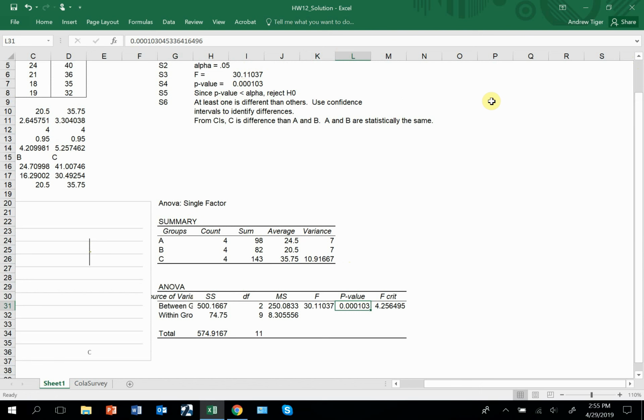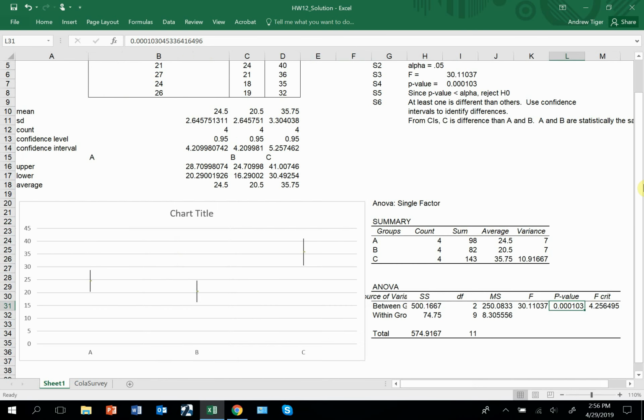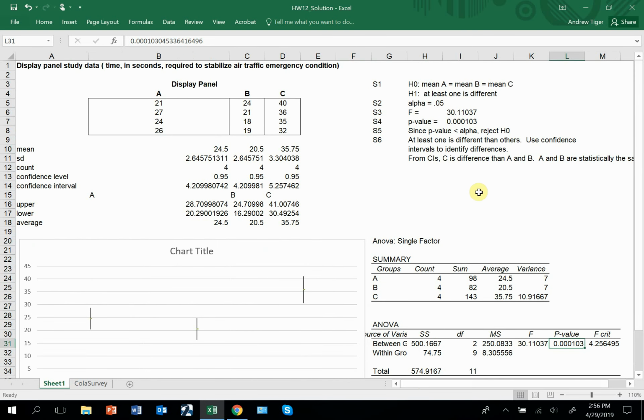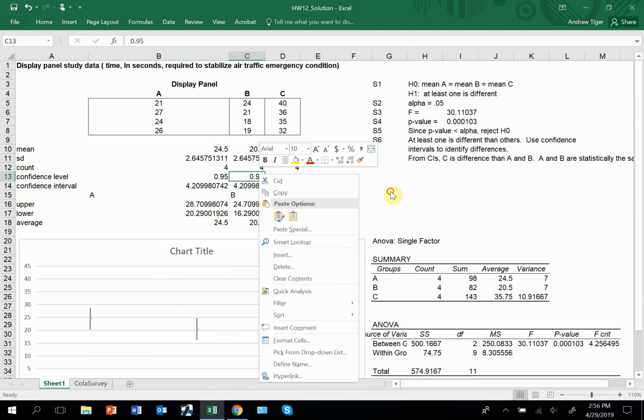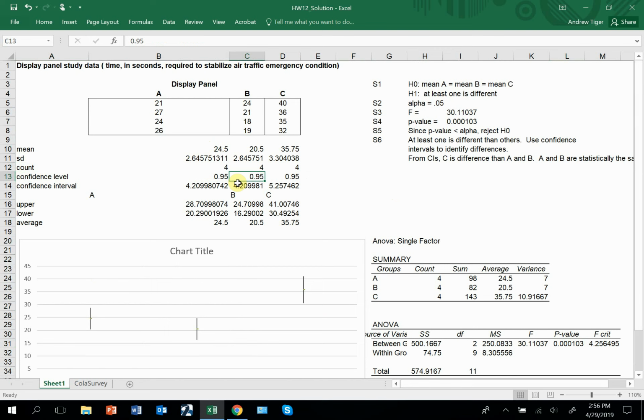Now that we have rejected the null hypothesis, we need to do post-ANOVA analysis to determine which is different than the others. I use confidence intervals. That's what I want you to use. There are other tests later on that you might learn, but we go back, and how we generate confidence intervals is that we need to be able to calculate the standard deviation and the sample size. The confidence level is an input. So this is an input, and then from this I can calculate my confidence interval width.